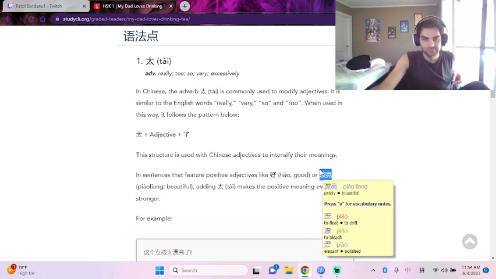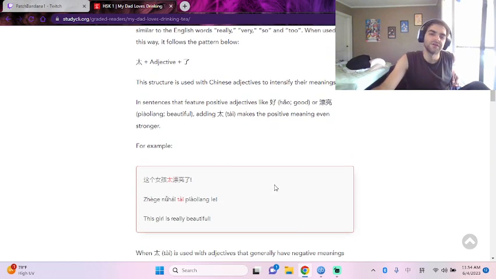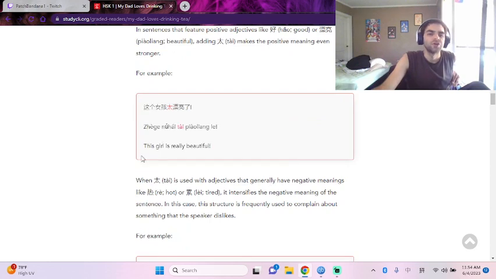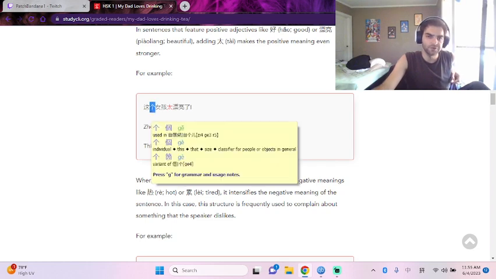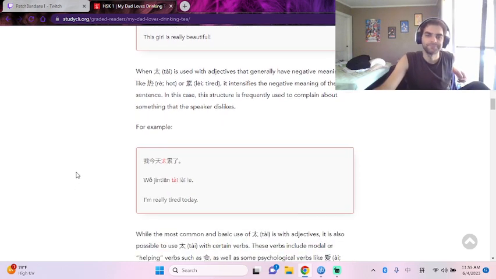In sentences that feature positive adjectives like 漂亮, beautiful, adding tai makes the positive meaning even stronger. 这个女孩太漂亮了. This girl is really beautiful. So we're learning the word for girl as well. 女孩, 女孩.